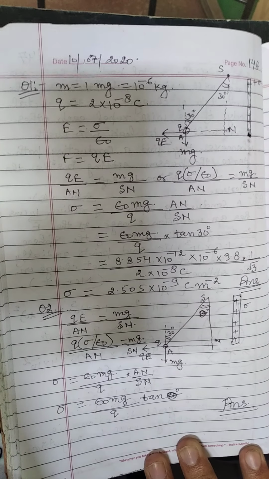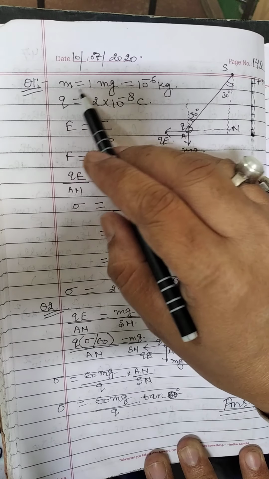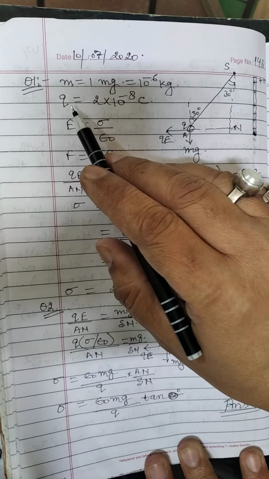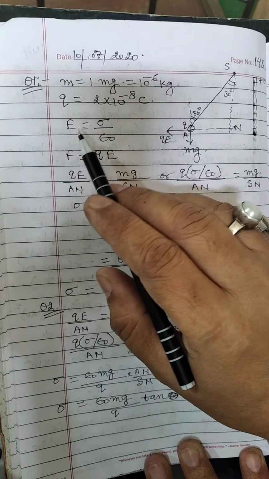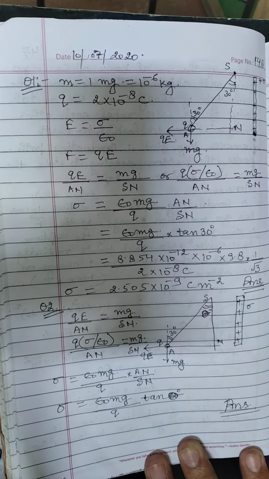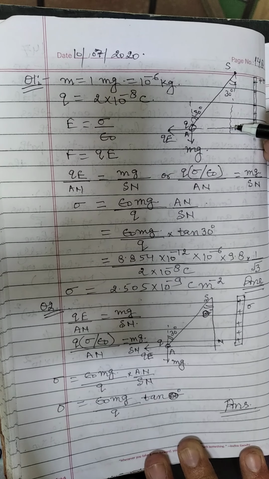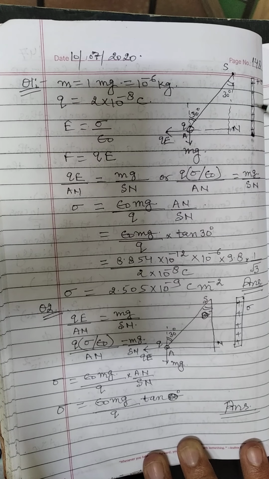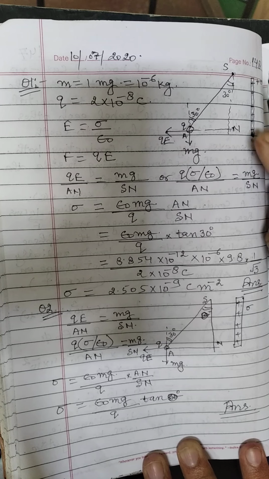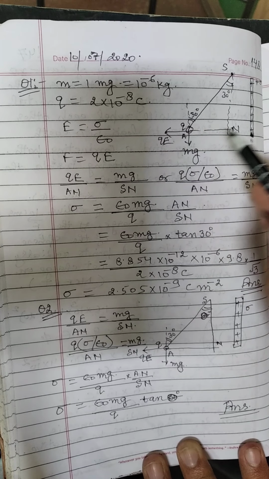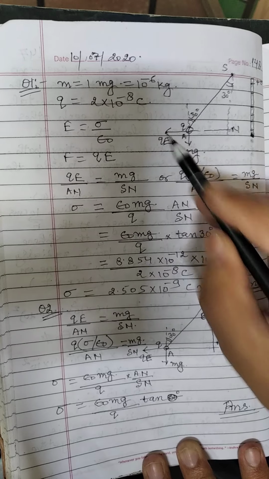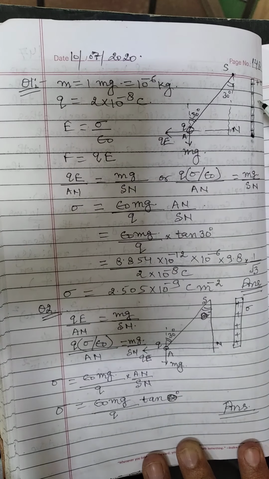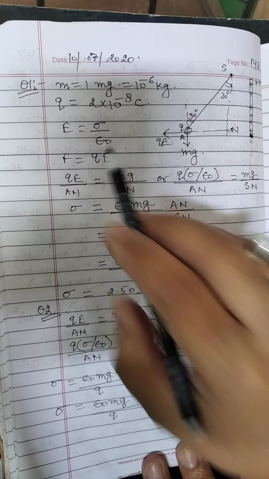Now take another question which is also very simple. The mass of the body is 1 milligram, which is converted into 10^-6 kilograms, and Q is equal to 2 × 10^-8 coulombs, and E is equal to σ upon ε₀. It is hanging from the point S, and this is the surface charge density plus σ. Because of this positive charge, the plus Q charge is repelled with the force QE, and the mg force is always in the downward direction. The electric field due to this surface charge density is E equal to σ upon ε₀.